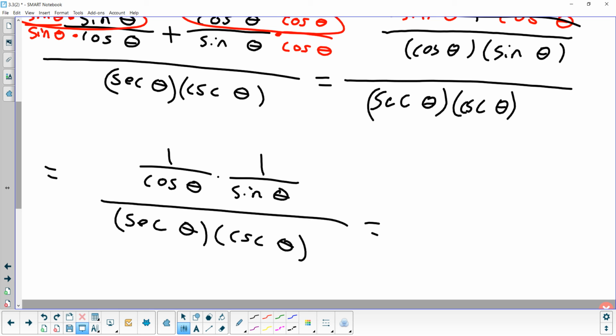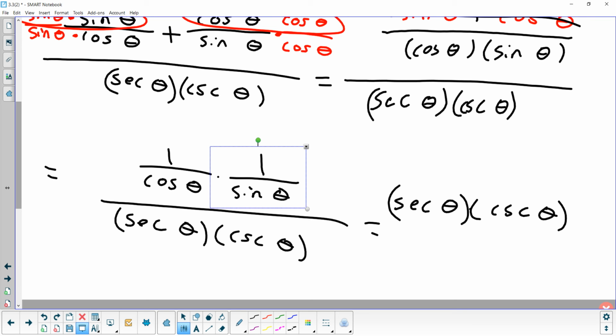But look at what's going to happen here. What is 1 divided by cosine? Secant. What's 1 divided by sine? Cosecant. 1 over cosine is secant. 1 over sine is cosecant. That's the top. Look at what you have at the bottom. Secant times cosecant.